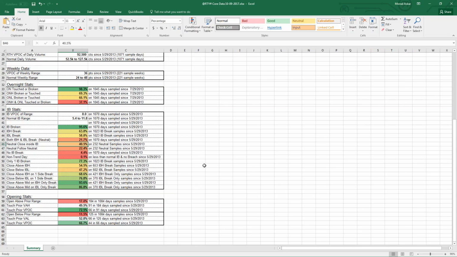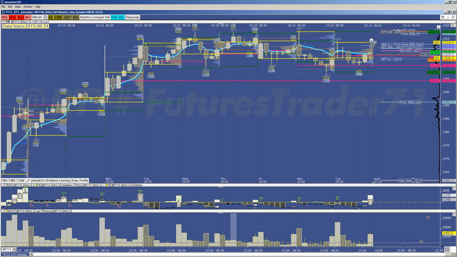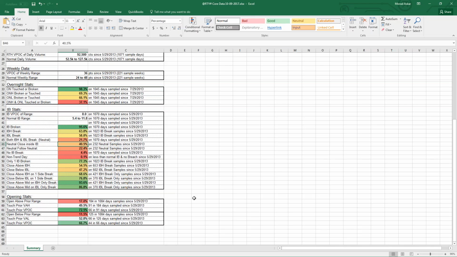Well, what the statistics show here, based on the sample, only 232 neutral days in the sample size, it's saying that 60% of the time, it'll close outside of the IB. So if you initiated your position inside before the neutral day happened, historically there's a 60% probability on a large data set that it will not come back into the IB. Another important stat.